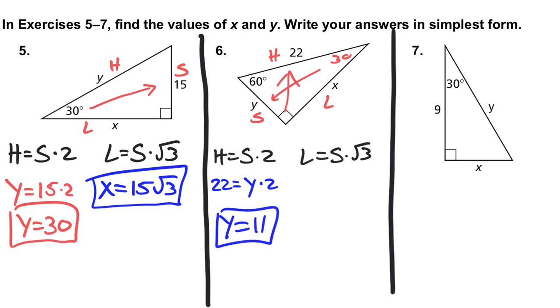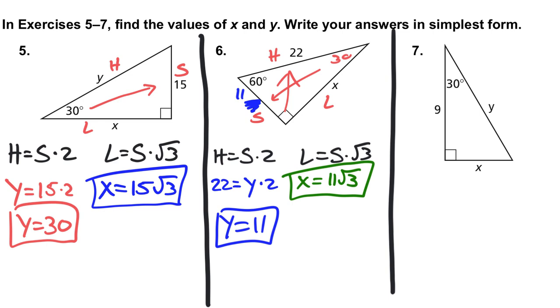Go back to your diagram, cross off that y, and physically write in the number 11. Now we can go forward with the second equation to find the longer leg. My longer leg in this problem is now my variable x. My smaller leg is the 11. I keep that square root of 3, and it just stays x equals 11 square roots of 3.